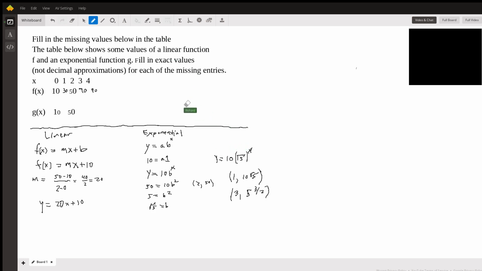So let me just illustrate this. So we had 10 root 5 here. For the exponentials, this is for x equals 0, 1. For 2, it's going to be 50. But let's rewrite that as 10 times root 5 times root 5. So you can see each time it jumps, it's being multiplied by root 5. The next one would be 50 root 5.